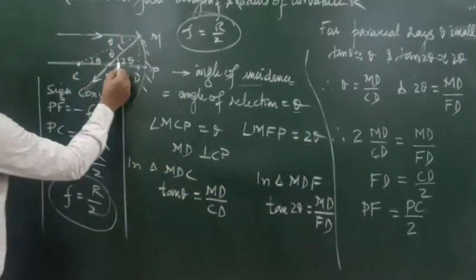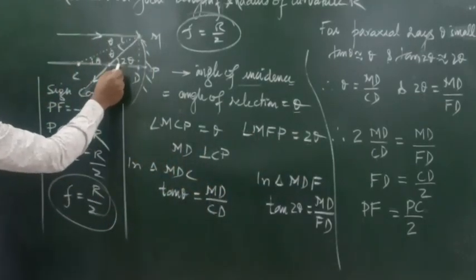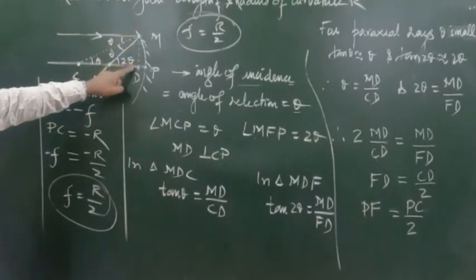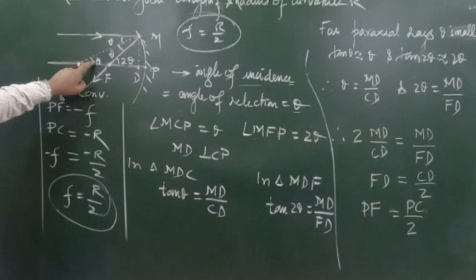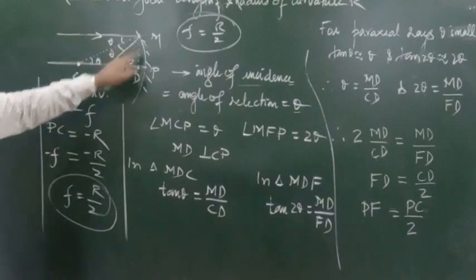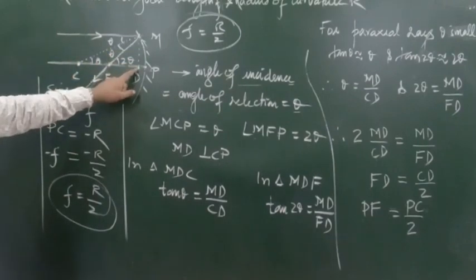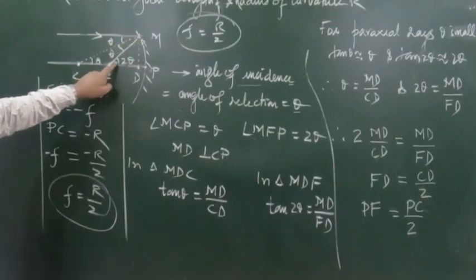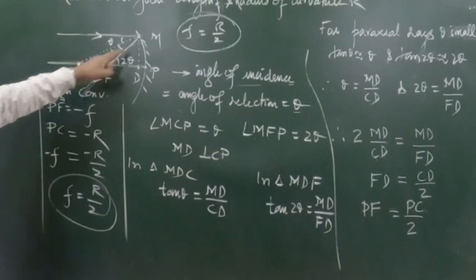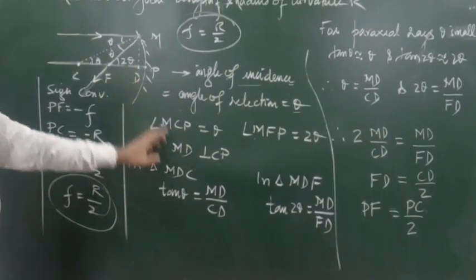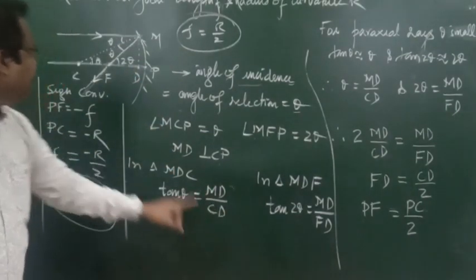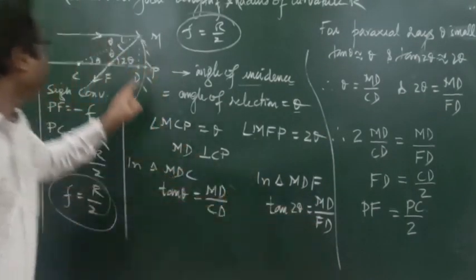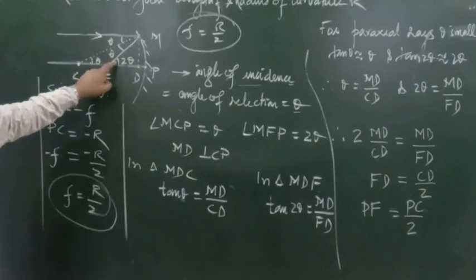In the same way, if I think of this angle MFP, this will be 2 theta. MFP will be 2 theta. Why? Because this is an exterior angle. After that, if I drop a perpendicular MD, and define tan theta, it will be MD upon CD. Likewise, in this triangle MDF, if I define tan 2 theta, it will be MD upon FD. That we have written. Tan theta is MD by CD, and tan 2 theta is MD by FD.